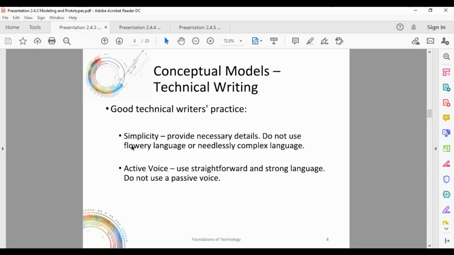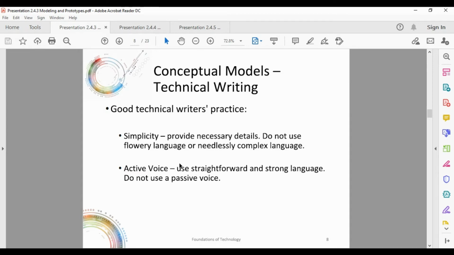Good technical writers practice simplicity. They provide the necessary details, but do not use flowery language or needlessly complex language. Say if it can be said in 10 words, say it in 10 words. Don't say it in 20. Active voice. Use straightforward and strong language. Do not use passive voice.